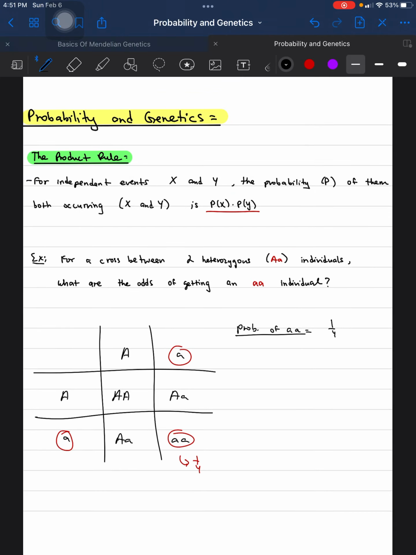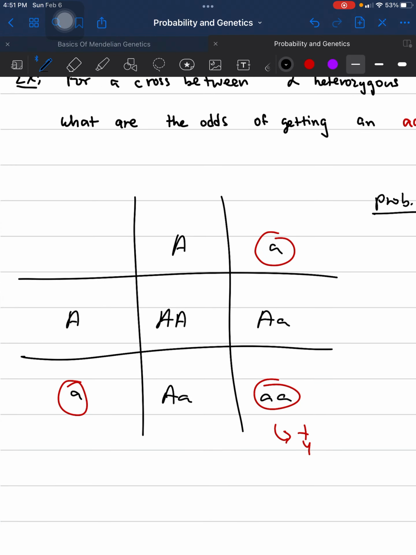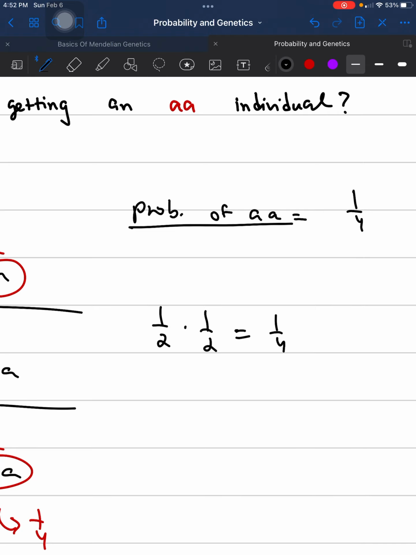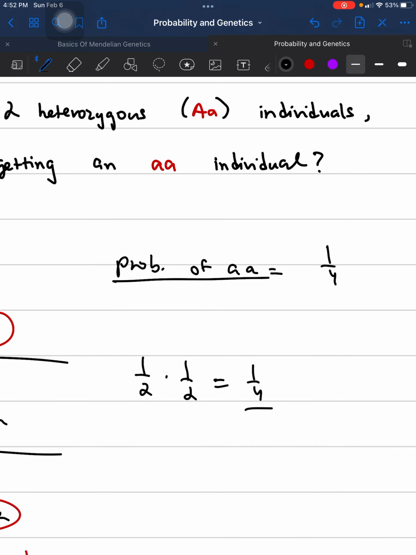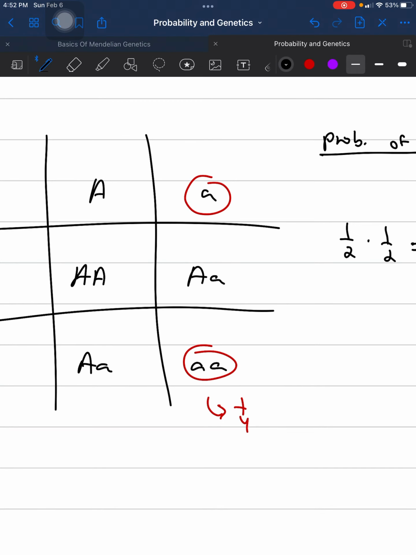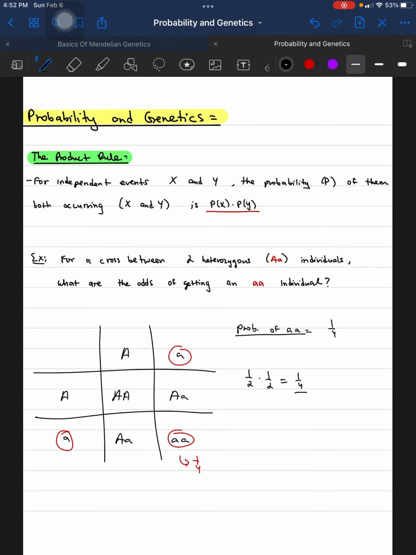Now let's approach the question the other way, where we look at the parents. There's a 1/2 chance of getting this allele, and a 1/2 chance of getting this allele. If you multiply the two independent events, 1/2 times 1/2 is equal to 1/4, and we still get the same answer. So there are two ways to approach this problem, but the second way actually applies the product rule, while the first way just looks at the offspring and determines the odds from there.